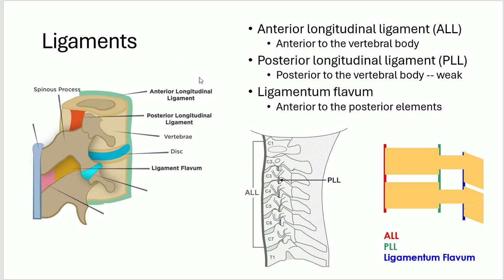I probably won't ask you to label these on the practical, but you will have to answer questions on the quiz about which ligament is anterior to the vertebral body, which is posterior to the vertebral body, or which is anterior to the posterior elements. So know the difference there. So ALL, PLL, and then the ligamentum flavum.